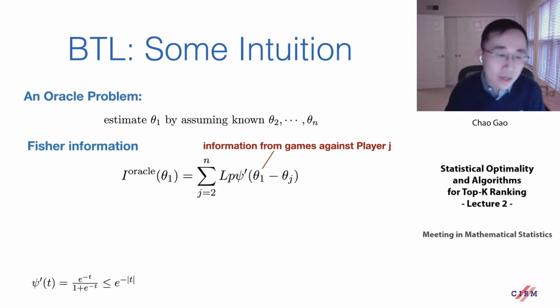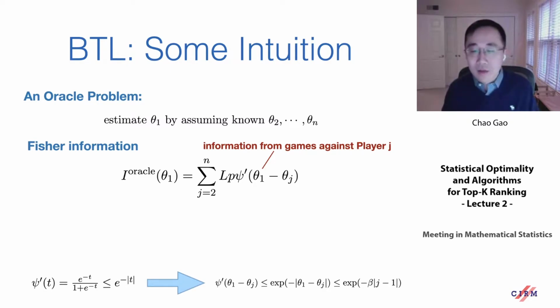And a simple property of the sigmoid function is that its derivative is an exponentially small function. So you can actually bound the information contributed by each player according to the rank. Because we assume theta is regular, the difference between theta one and theta j is of order beta times the difference of the rank. In this case, this is the difference of j and one. So if the rank of theta j is far away from the rank of theta one, then the contribution of the information will be exponentially small, okay?